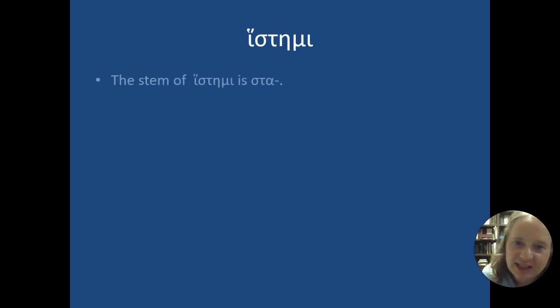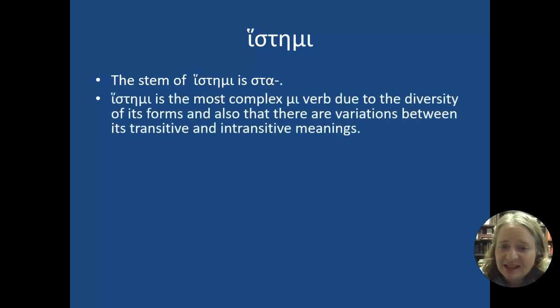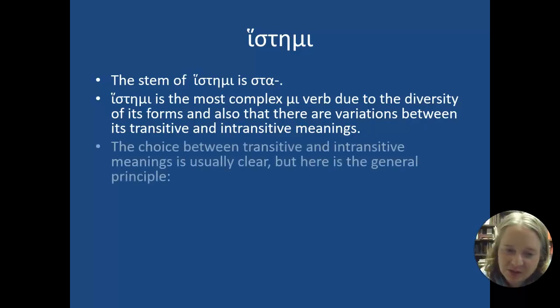Chapter 30 has ἵστημι, and the reason it's on its own is that it has a super weird stem. And you can't guess this, but the stem is actually just sta. And because of that, it's probably the most complex of the mi verbs. It also gets to be complex because it's a really common verb. And so this is one that deserves its own chapter.